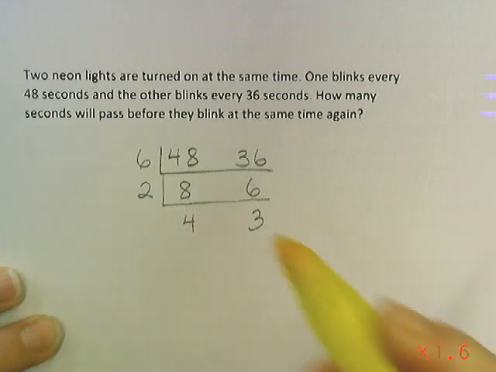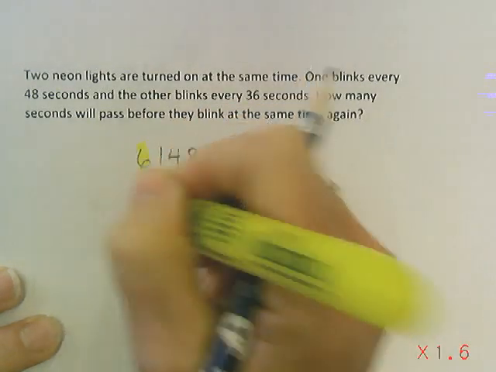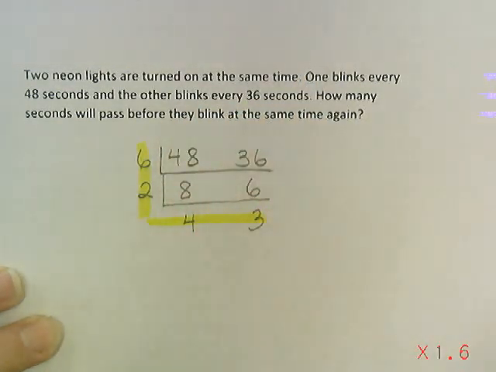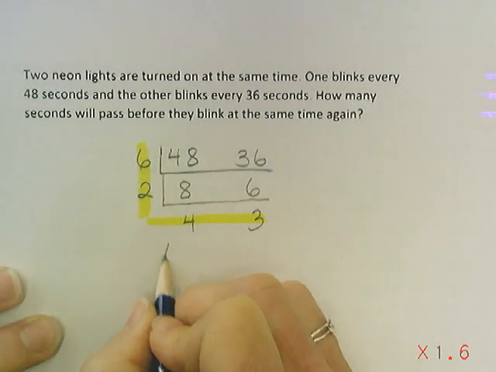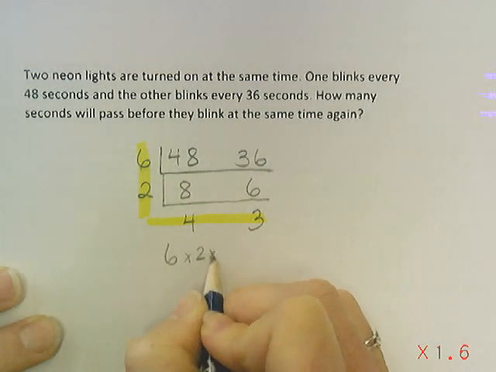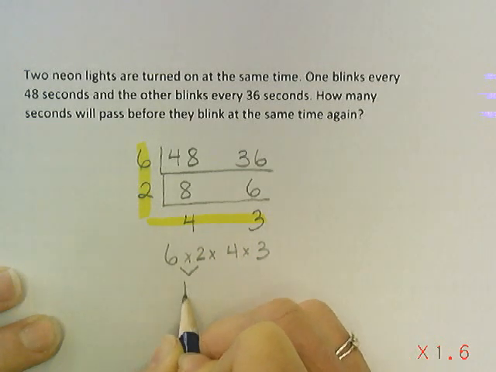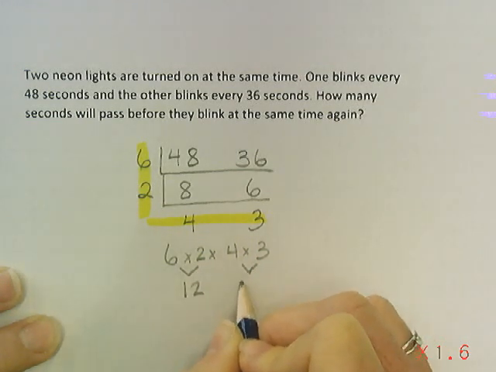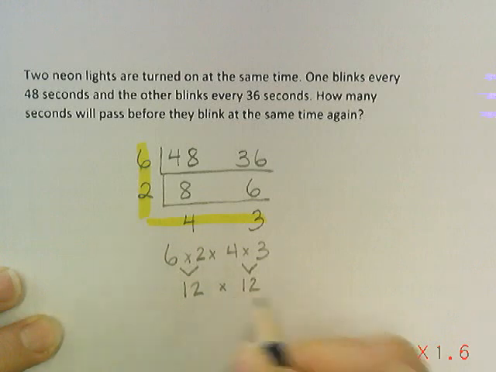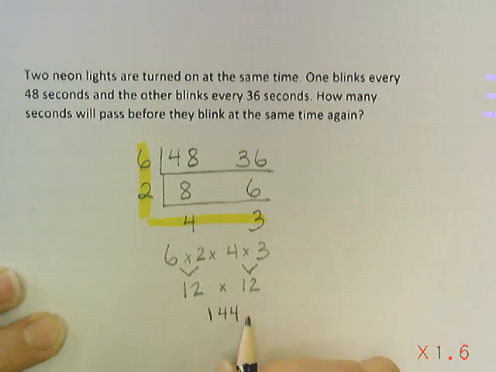And again, to find our LCM, we're going to multiply the left numbers with the bottom numbers. So that would be 6 times 2 times 4 times 3. You know, 6 times 2 is 12. 4 times 3 is 12. And 12 times 12 is 144. So 144 seconds will pass before they blink at the same time again.